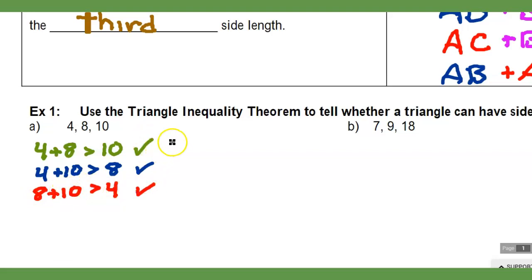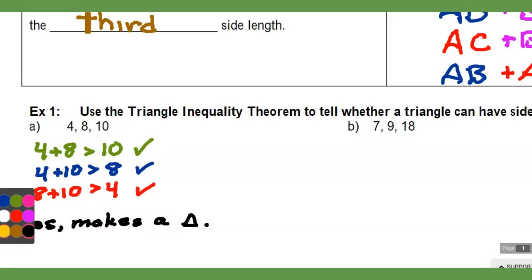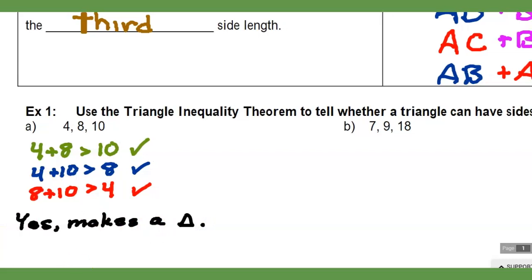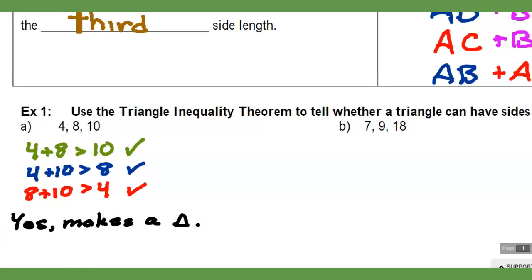So since all these come out to be true, then you can say, yes, these make a triangle. You can draw a triangle with sides of 4, 8, and 10. It's definitely possible. You don't know the angles yet. We'll talk about that in May when we get to trigonometry. But with just this information, we can say yes, for sure. Okay? And nothing more than that.